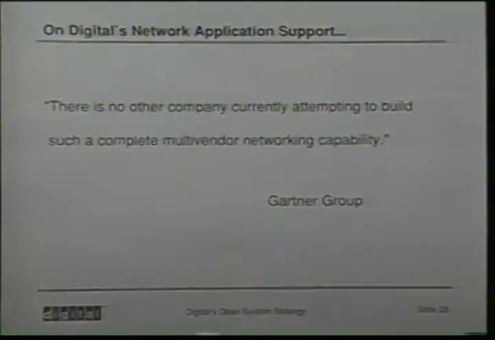That's a very, very important capability in terms of achieving that one part of the definition, achieving that interoperability that people want. And NAS has given us a lot of capability to go in and solve a lot of customers' problems, and that is recognized by a lot of people in the industry. In fact, we have a quote from the Gartner Group that says, "There is no other company currently attempting to build such a complete multi-vendor networking environment as Digital is with NAS."